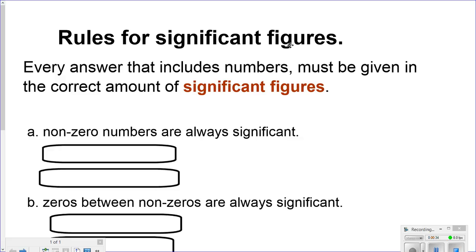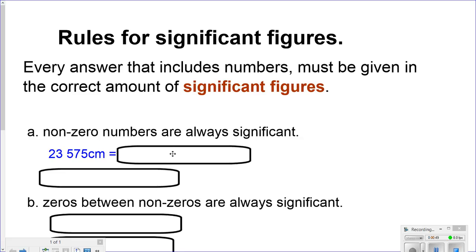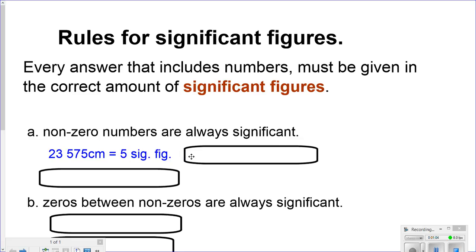Let's first of all look at what a significant figure is. Non-zeros, numbers 1 through 9, are always significant figures. So if an answer has, let's say in this case, 23,575 centimeters, these are all non-zero numbers. Therefore, they are all significant figures. I have 1, 2, 3, 4, 5 significant figures. Whatever the question is, if the answer is 23,575, then this answer has 5 significant figures.